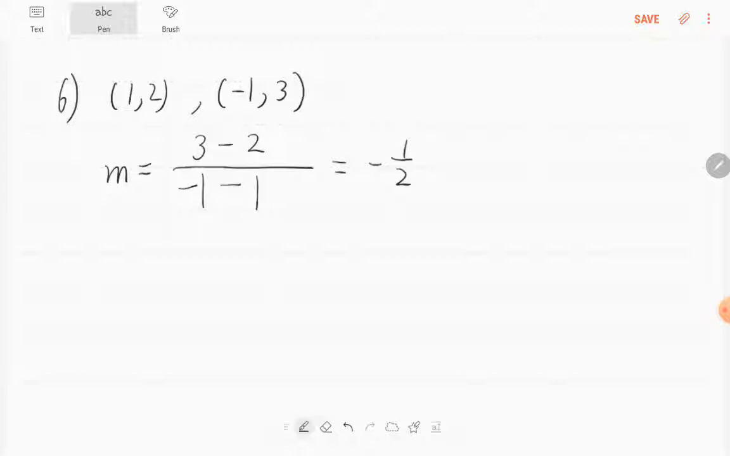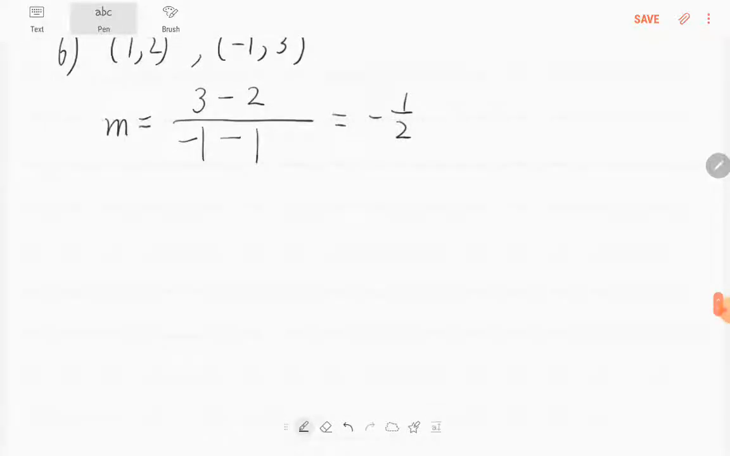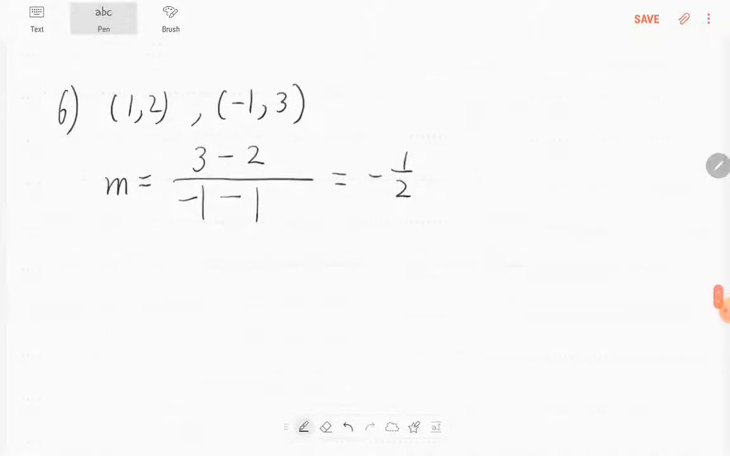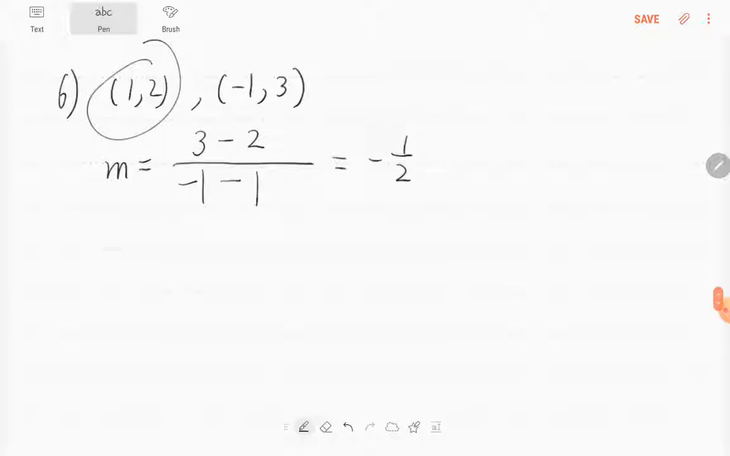Then we want to use the point slope form. So we pick an arbitrary point. We use the point slope form. We pick this point, for example. You can, of course, pick the other point. So y minus the y coordinate of this point, 2, equals the slope, which is negative 1/2, times x minus 1.